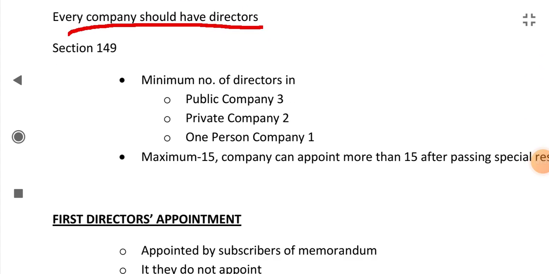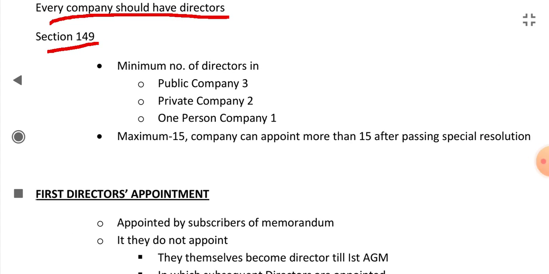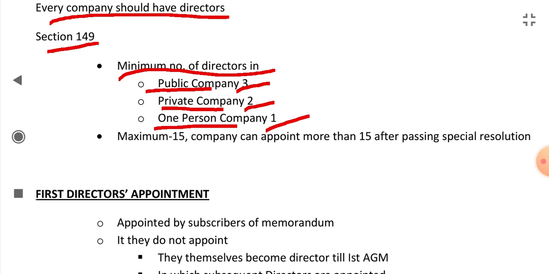What does section 149 say? It says the minimum number of directors in a public company should be 3, in a private company it should be 2, and in a one person company it should be 1. The maximum number of directors is 15. A company can appoint more than 15 directors after passing a special resolution.